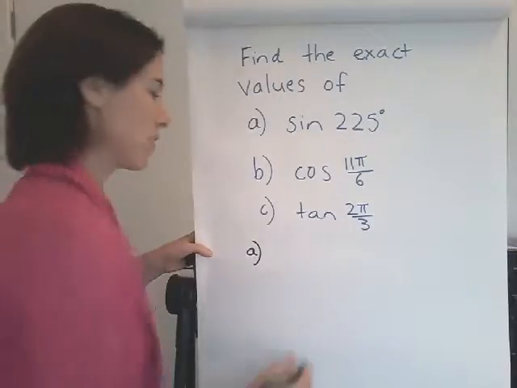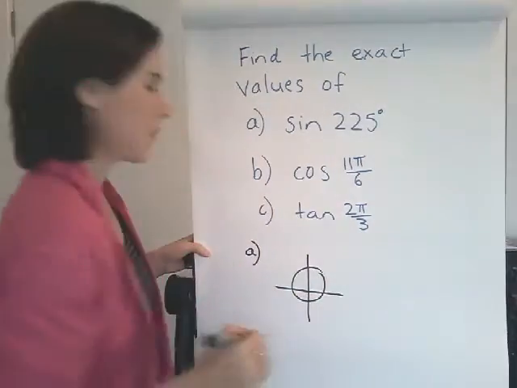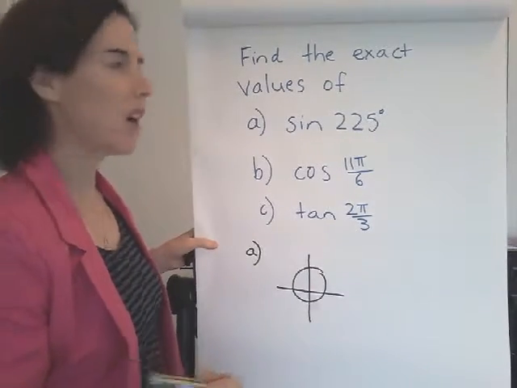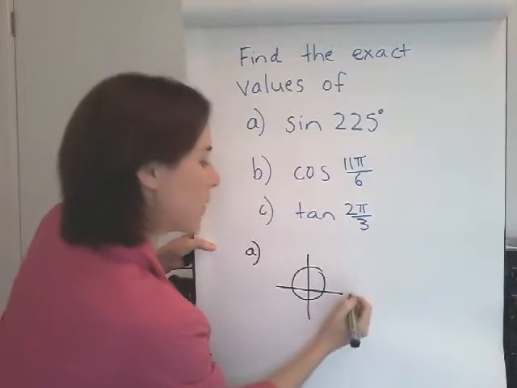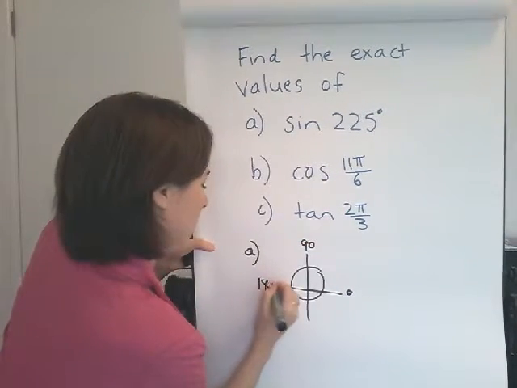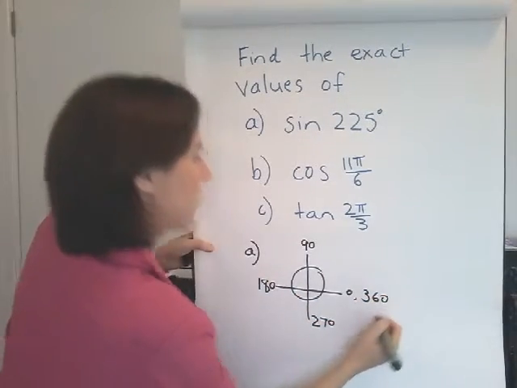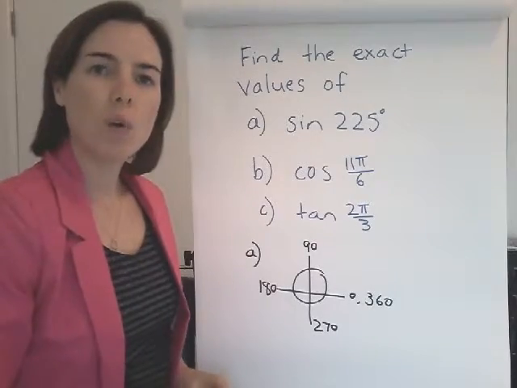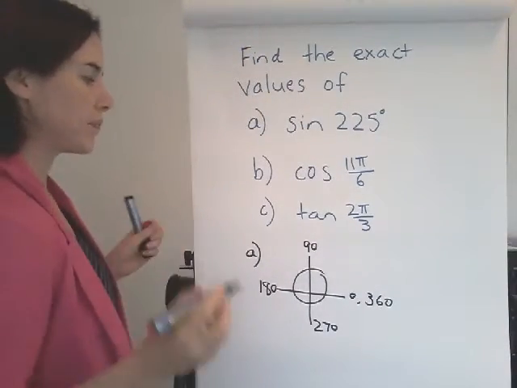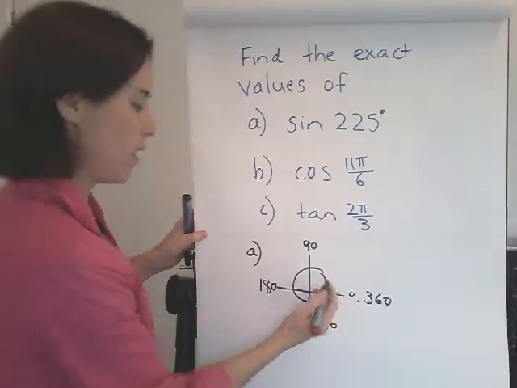Start by drawing a unit circle. And we are told that this is sine 225 degrees. So set it up in degrees: 0, 90, 180, 270, 360. Work out where 225 degrees would be. It's not here, it's bigger than this, it's in here somewhere.